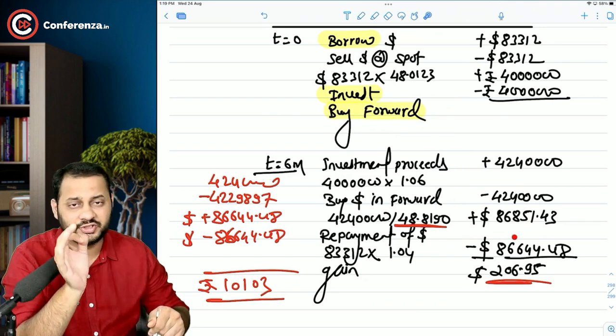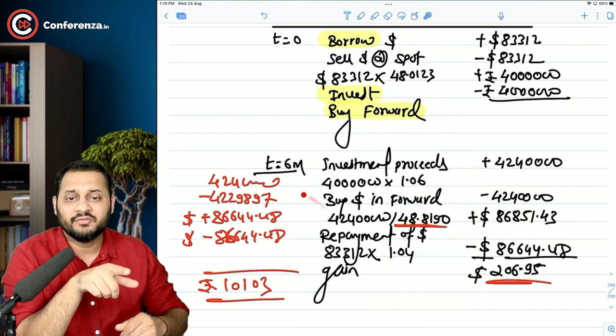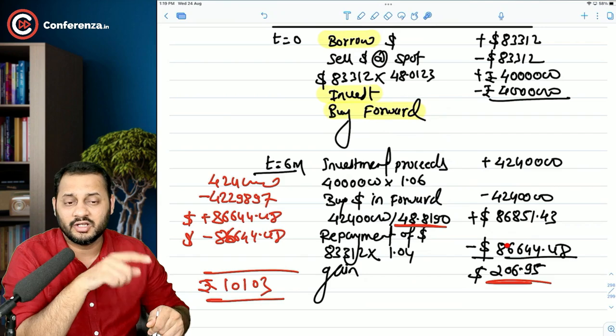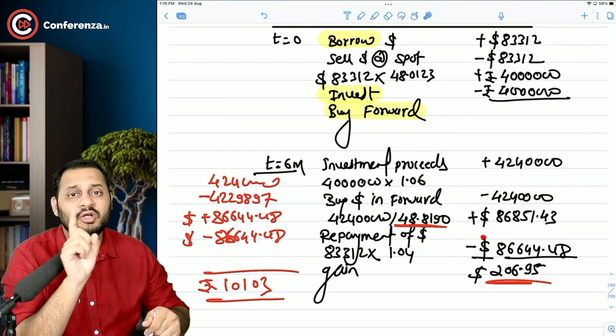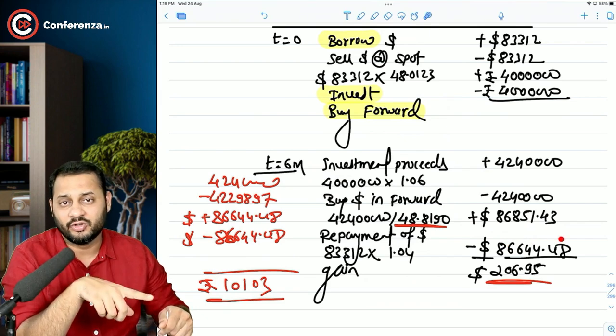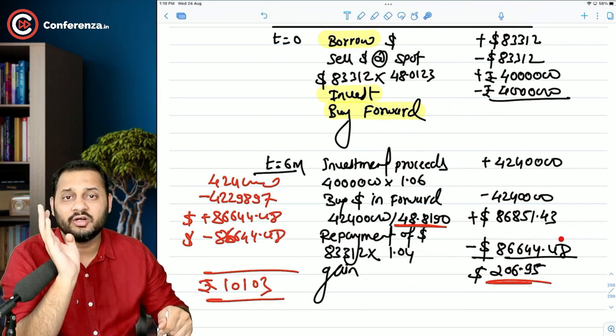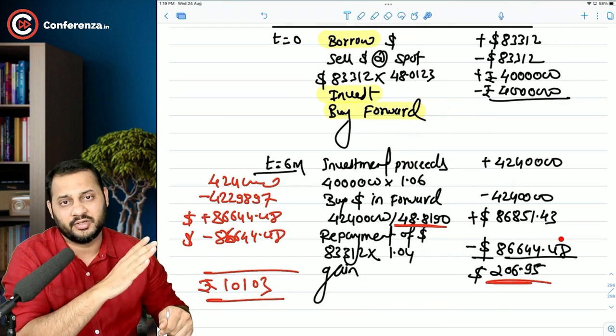That is for sure to happen. So at the end of 6 months, at the time of making the repayment of this much dollar, I will have to go to the spot market of that date and borrow $86,644.48 at the spot rate. That's called uncovered interest rate arbitrage.